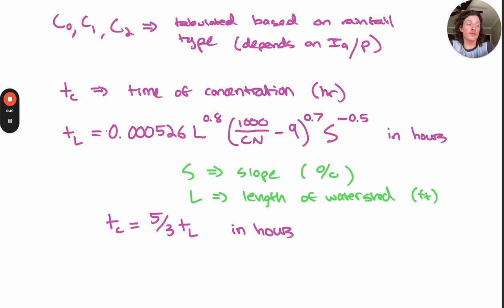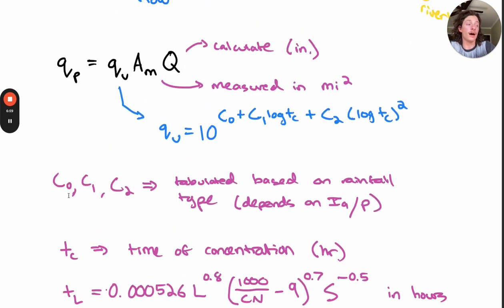Now, the two new variables here are S, our slope, which is going to be in a percentage value, and L, which is going to be the length of the watershed. And note that you can take S as the average slope of the watershed. Finally, we have our Tc. We can plug that back into the equation for qu, which we can plug into the equation for Qp to get our peak discharge in cubic feet per second.